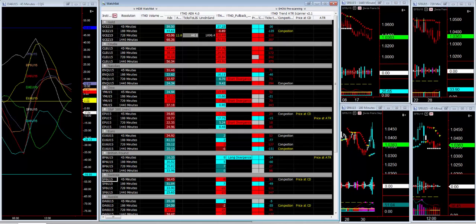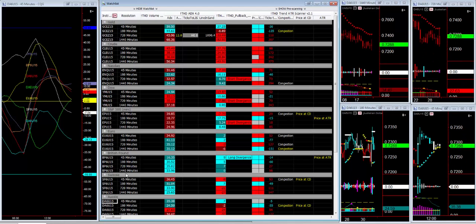Over on the Swiss franc side, same scenario. You have ATRs above price on both the 720 and the 1440. You have congestion dots and the ATR in the 45. It's coming back to the ATR over on the 180. I think the 45 and the 180 will give us a big heads up as to whether price will continue down or move up.